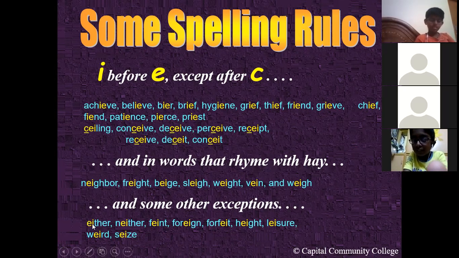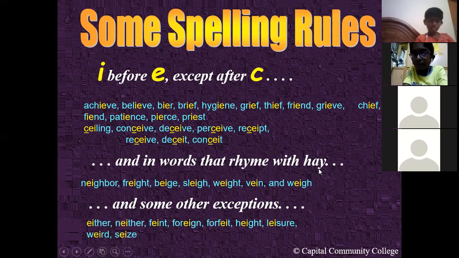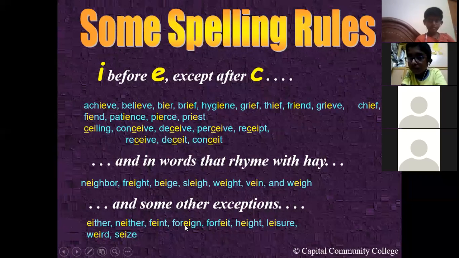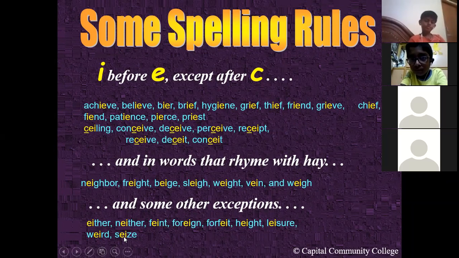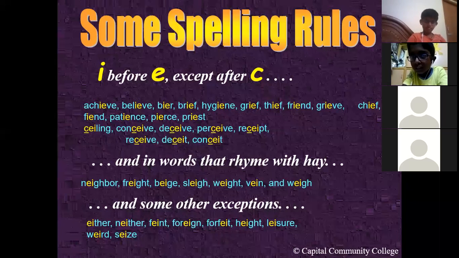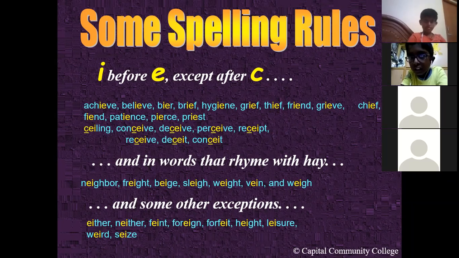Here we are writing EI, but it is not giving you the sound "hey." It's not giving you the sound "hey," but we are writing the spelling as either, neither, feint, foreign, forfeit, height, leisure, weird, and seize. For all these cases, we are writing letter E first, followed by letter I.